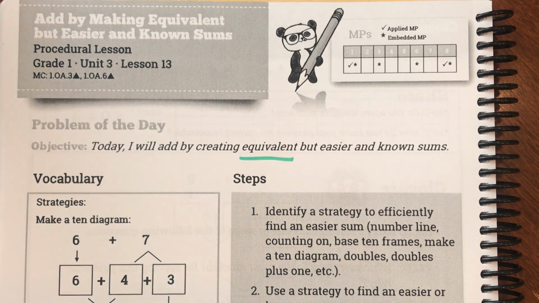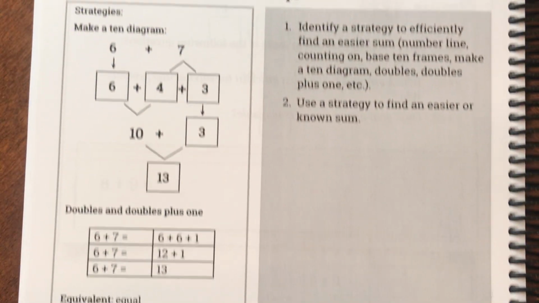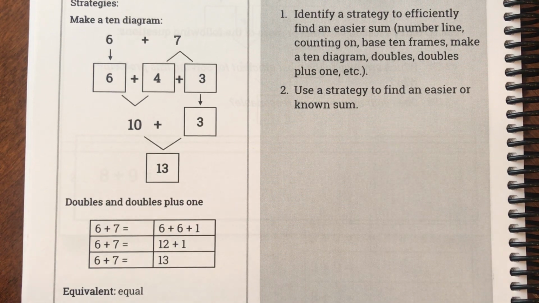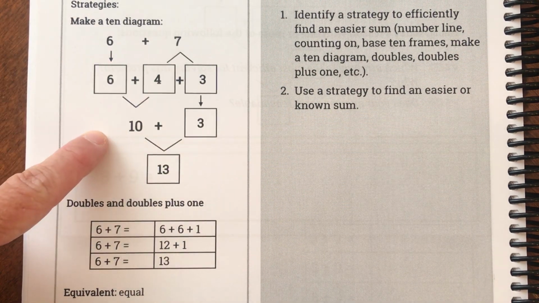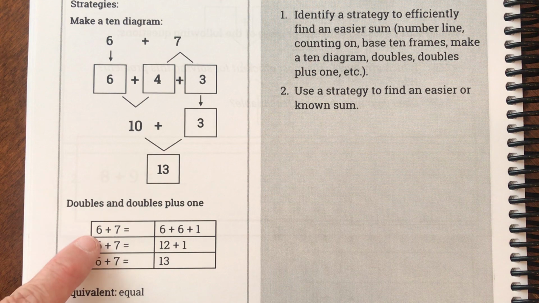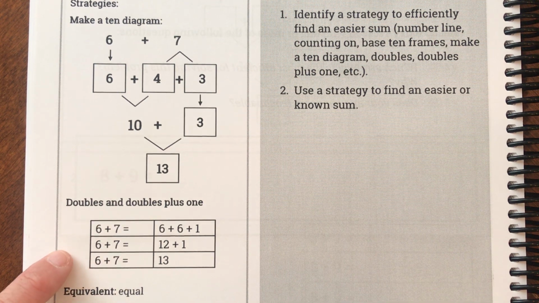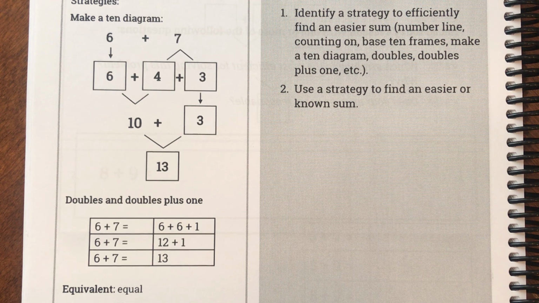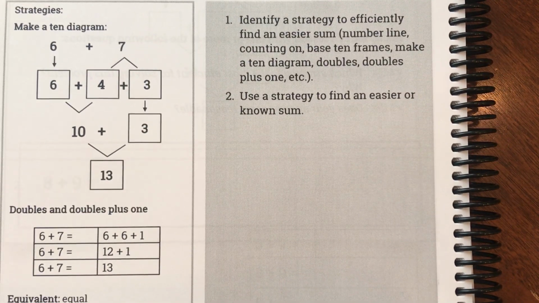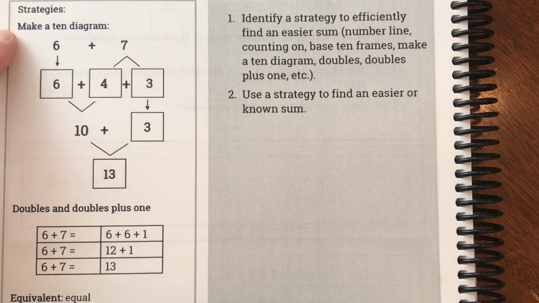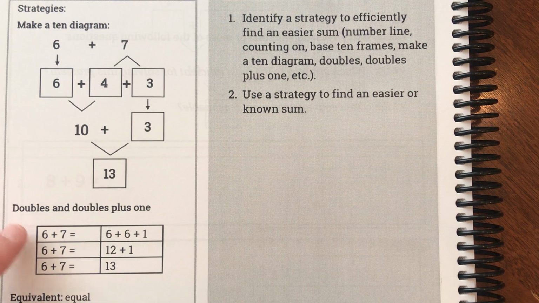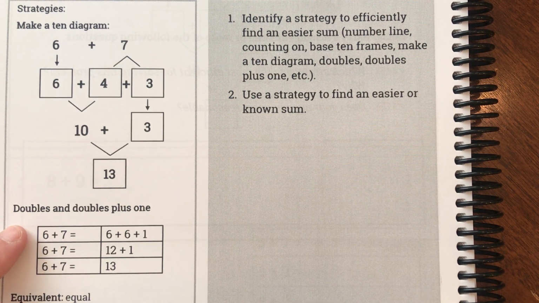Yesterday, we practiced two strategies that we had already learned. We practiced the make a 10 diagram strategy and the doubles and doubles plus one strategy. Today, we're not learning a new strategy, but we're going to be practicing some of the other strategies we've learned in the past. So we've learned make a 10 diagram. We've learned doubles and doubles plus one.